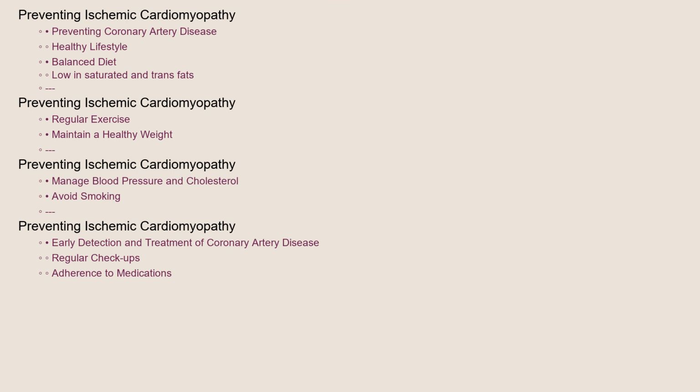Preventing ischemic cardiomyopathy starts with preventing coronary artery disease. This involves adopting a healthy lifestyle, including a balanced diet low in saturated and trans fats, regular exercise, maintaining a healthy weight, managing blood pressure and cholesterol levels, and avoiding smoking. For individuals with existing coronary artery disease, early detection and treatment are crucial to prevent the progression to ischemic cardiomyopathy. Regular check-ups with your doctor and adherence to prescribed medications can significantly reduce your risk.